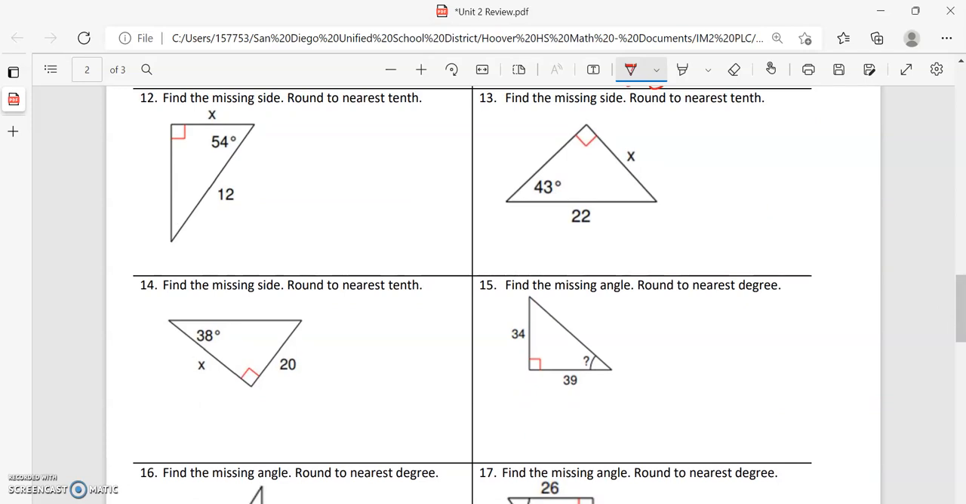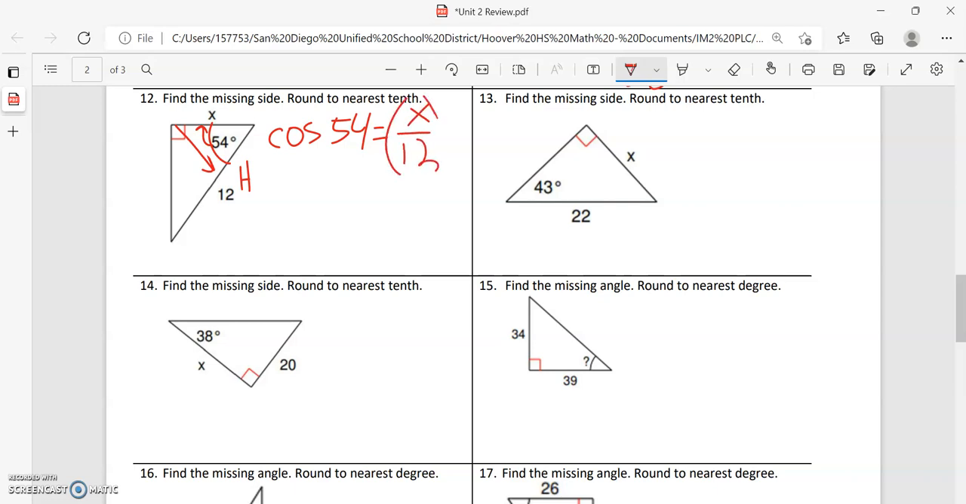All right, find the missing side, round to the nearest tenth. Hypotenuse is here. We have it, so we care about it. Our indicated angle is there, and we're looking for our adjacent side, which means we're using cosine of 54 is equal to x over 12. Multiply both sides by 12. Those cancel off. X is equal to 12 cosine 54, which equals 7.05, and rounding to the nearest tenth, 7.1.